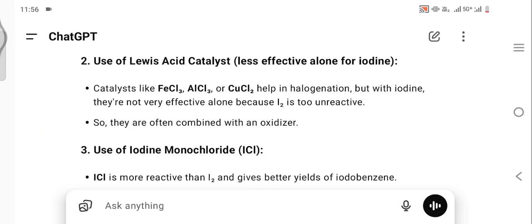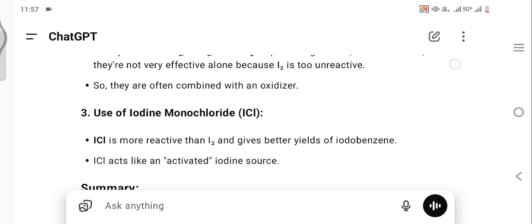We can also use a Lewis acid catalyst. Catalysts like FeCl3, AlCl3 or CuCl2 help in halogenation, but with iodine they are not very effective alone because I2 is too unreactive, so they are often combined with an oxidizer.